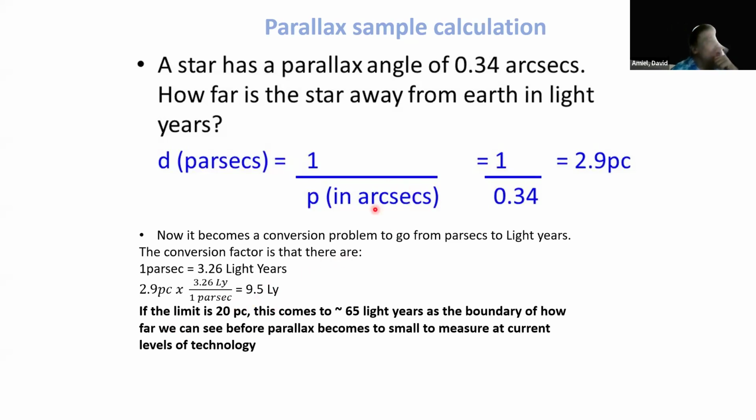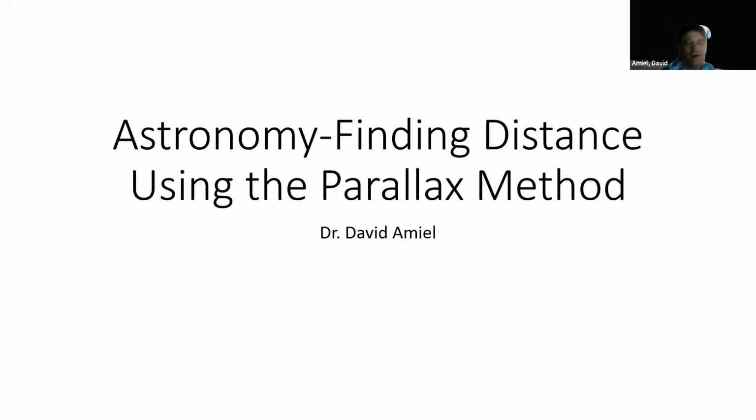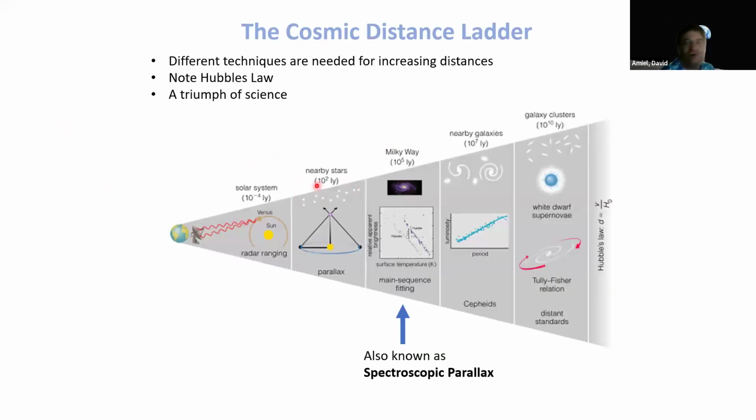So if we say that this whole technique is good for 20 parsecs, in other words, more than 20 PCs, the parallaxic angle gets too small and it doesn't work so well. This comes out to about 65 light years, which in the cosmic distance ladder I showed you was the limit of this technique. Here I gave a value of 100 light years, and I just told you it was 65. So we just rounded. What's 35 light years between friends, right?